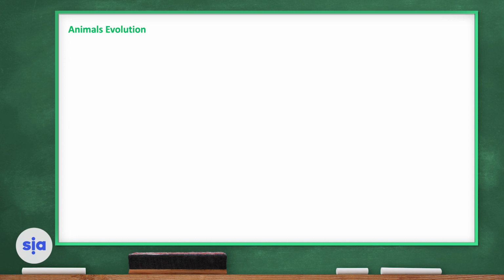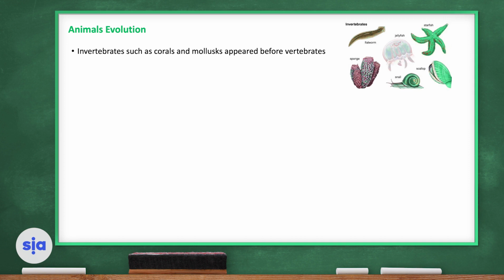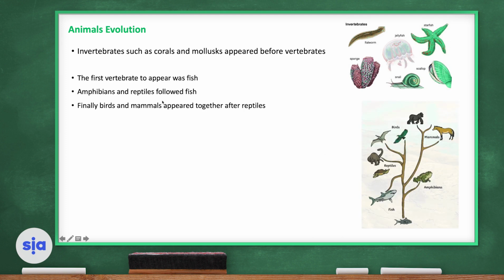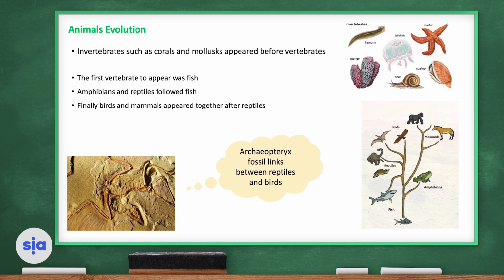What about animal evolution? Is it the same? Of course. Life started simple and then it becomes complex or more complicated. So, the invertebrates, such as the corals, the mollusks, appeared before the vertebrates. Then the first vertebrate to appear was the fish. Amphibians and reptiles followed. And then birds and mammals appeared together after reptiles. Look at this picture. This is Archaeopteryx fossil, which links between reptiles and birds, something between reptiles and birds.